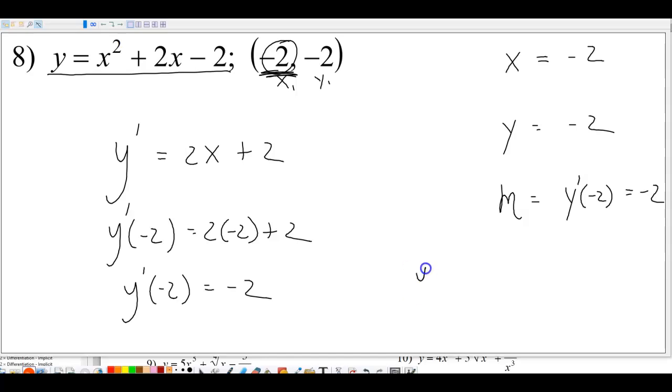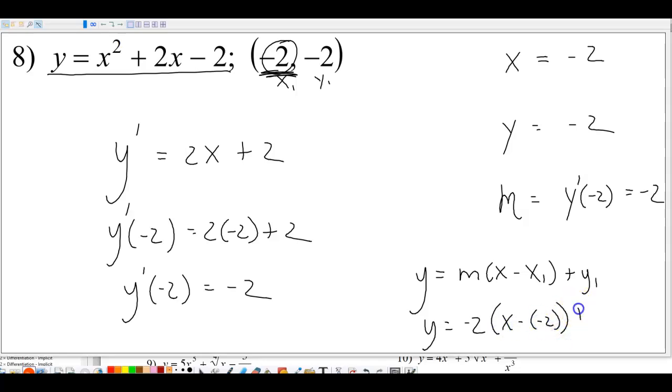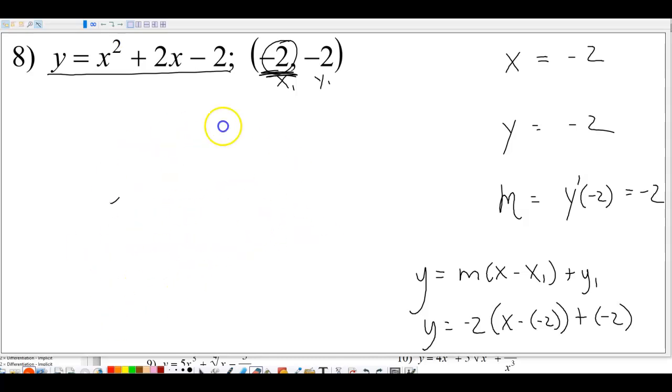So the equation of the tangent line would be, plugging it into this little formula right here, y equals negative 2, x minus a negative 2, plus a negative 2. And this question, if it does show up on your test, would be a multiple choice one, although there's a lot of questions where I could ask you to find a tangent line. So there might be one on the FRQ also, but for now, this type of question where you're just working with a polynomial would be a multiple choice one.